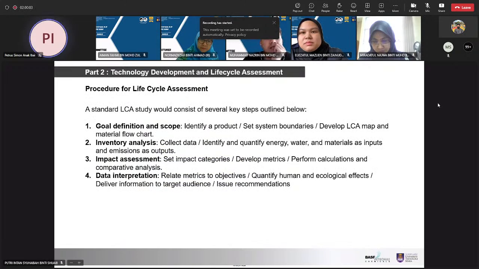So the procedures for the life cycle assessment. The LCA should include several key steps as below. What is your goal definition and scope? You need to define the product, system properties, LCA map, etc. What is your inventory analysis? You need to collect data, identify the quality, and quantify the energies and so on. Then do the impact assessment, which is to set the impact categories, the development phase, the calculations, and also the comparative analysis, and also the interpretation of the assessment, which relates back to your metrics.